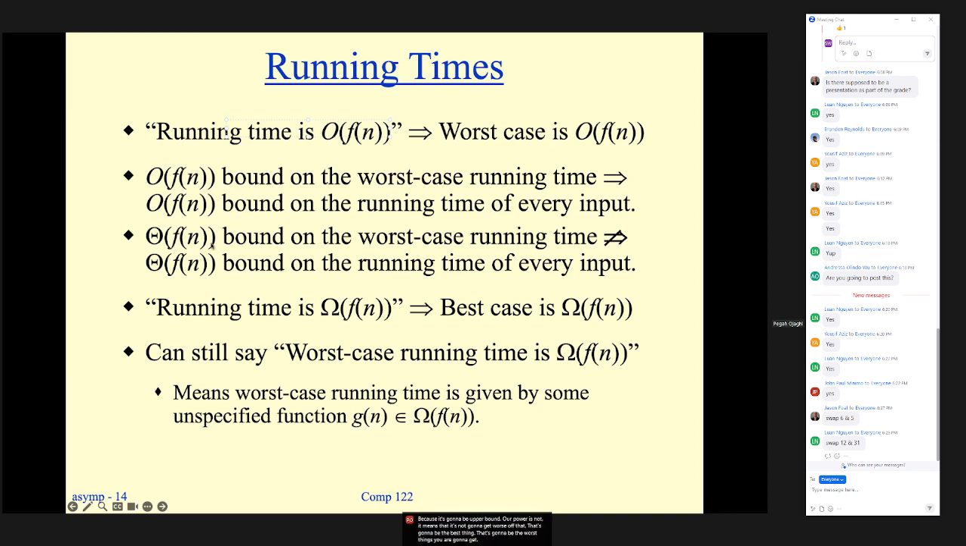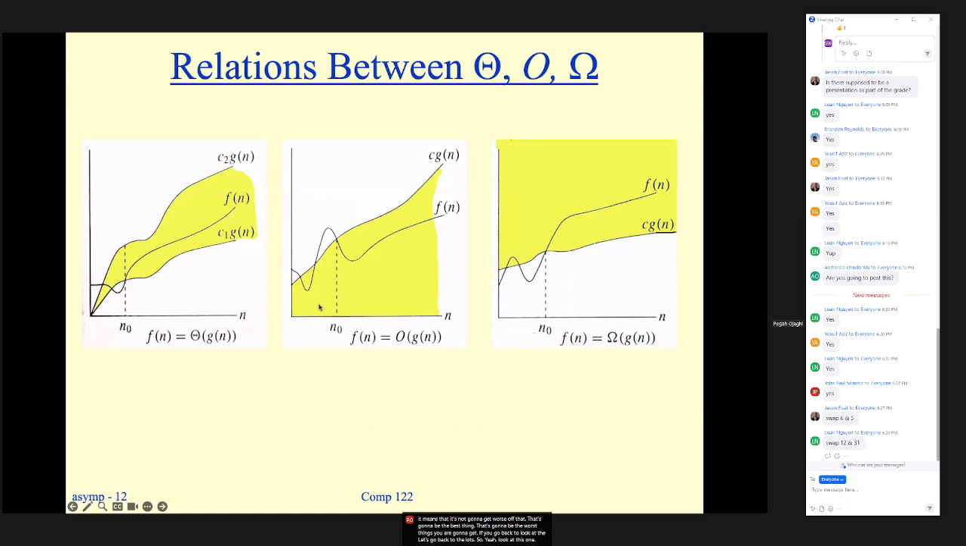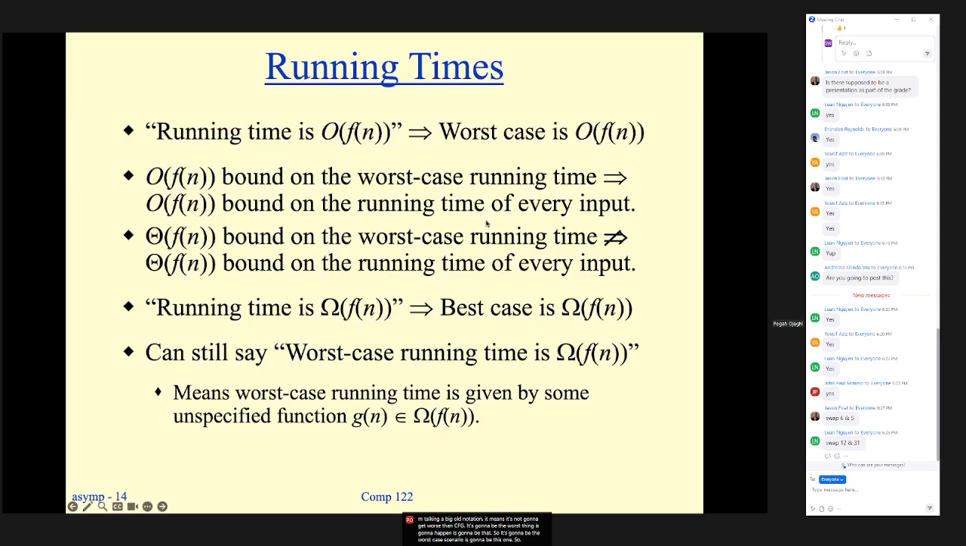If you go back and look at the plot, let's go back to the plot. Look at this one. If I'm talking about big O notation, it means it's not going to get worse than c of g of n. The worst thing that's going to happen is going to be that. So the worst case scenario is going to be this one. So what you're going to say is, okay, O notation of f of n is going to bound the worst case runtime. It bounds the runtime of every input, and it's going to be the worst one.